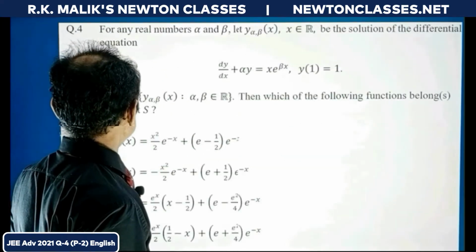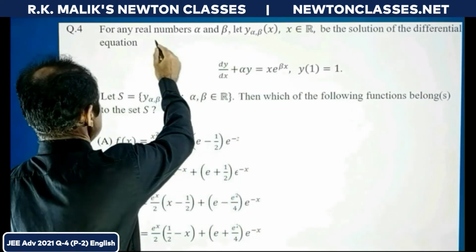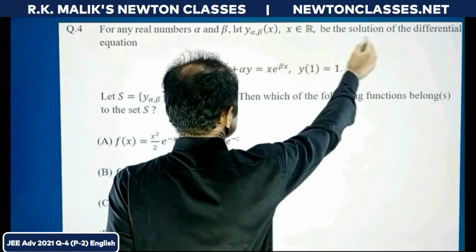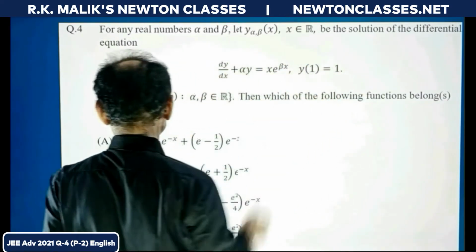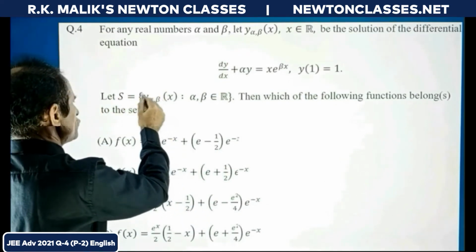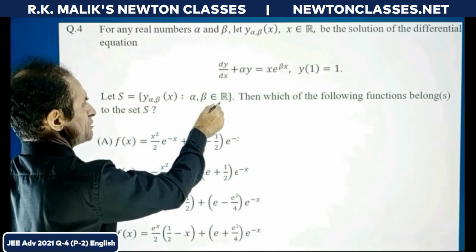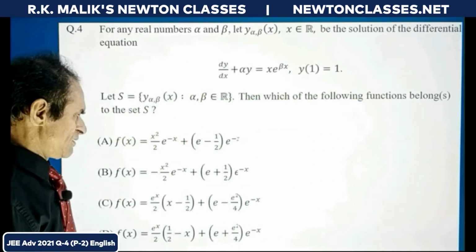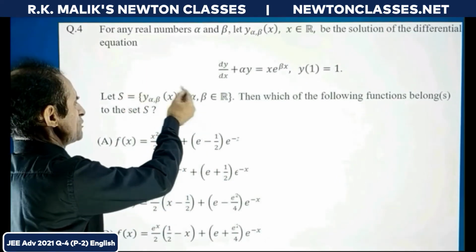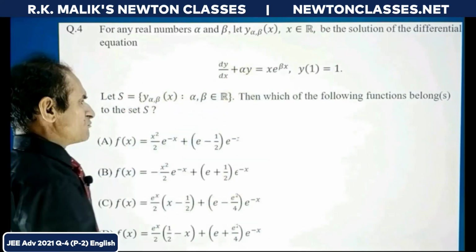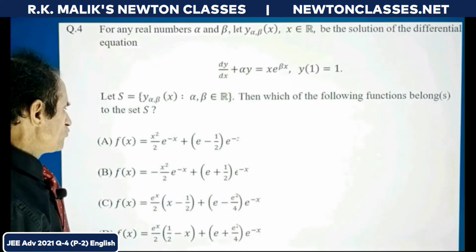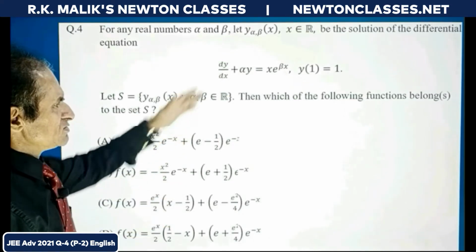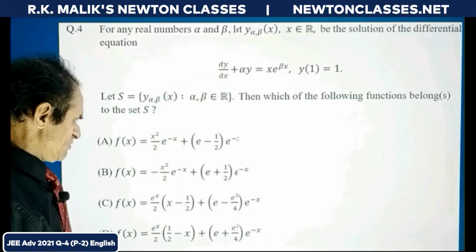In this question, it is given that for any real numbers alpha and beta, let y alpha beta x be the solution of the differential equation. Let S be the set of all y alpha beta x, where alpha and beta are real numbers. Then which of the following functions belong to this set S? That is, the set S is the set of all possible solutions of this equation, and you have to check which of these functions are solutions of this differential equation.